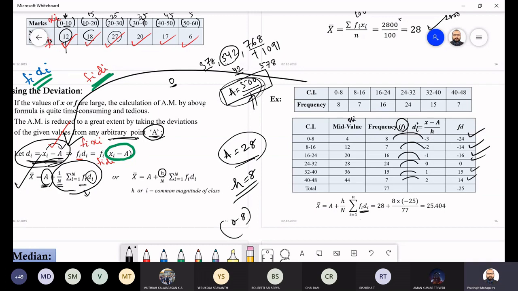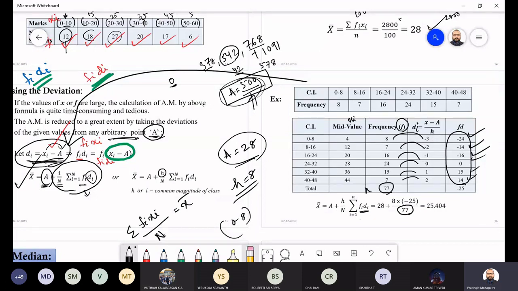Then divide by n. You just add these up, the sum of fi di, divided by n. In general, the sum of fi xi divided by n is nothing but the mean formula, the x bar formula. So we are calculating the mean. This is nothing but the sum of fi di divided by n. And n is nothing but the total frequency.